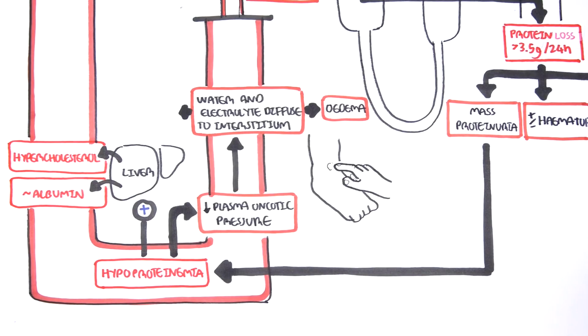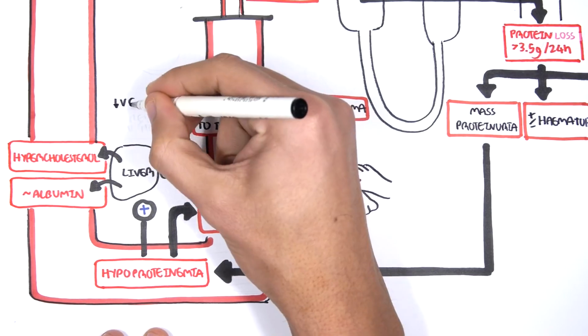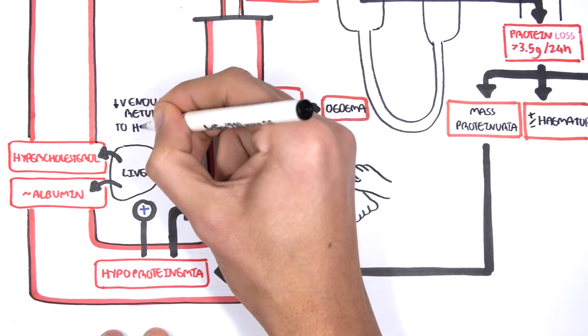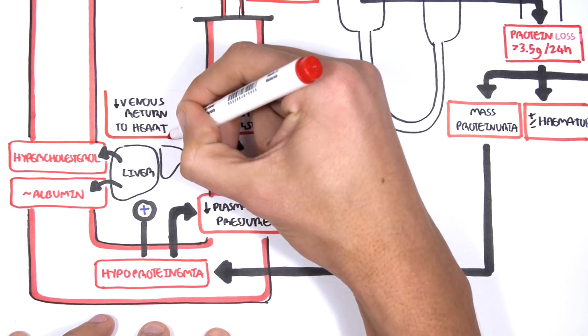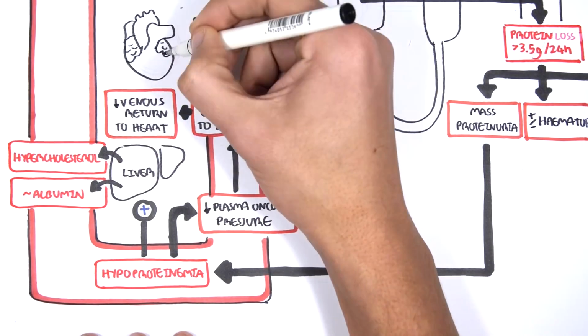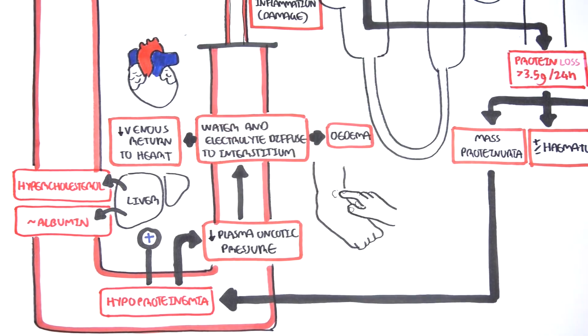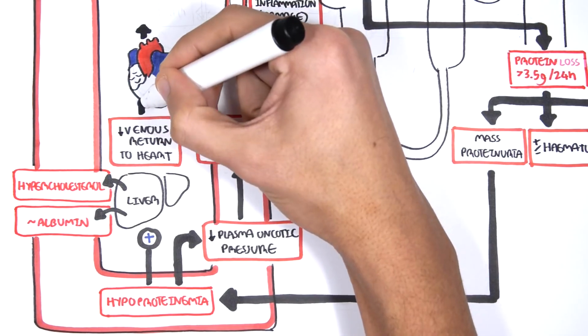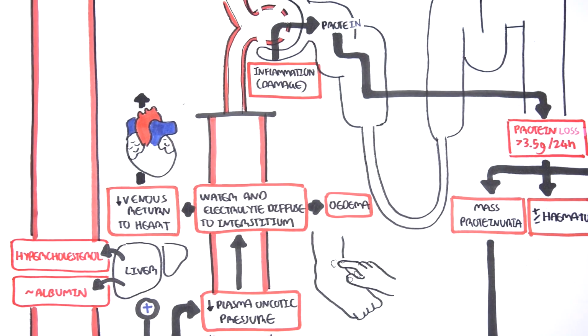Now, the movement of water and electrolytes means that there will be a decrease in volume in the vascular compartment. There will be decrease of volume in the circulation. This decrease in volume means that there will be a decrease in volume returning to the heart. So there will be a decrease in venous return to the heart. With a decrease in blood volume returning to the heart, this means that the heart will also be pumping less volume to the rest of the body.